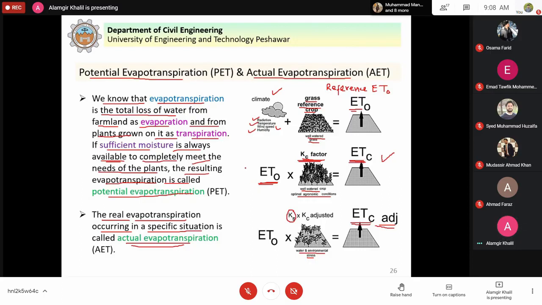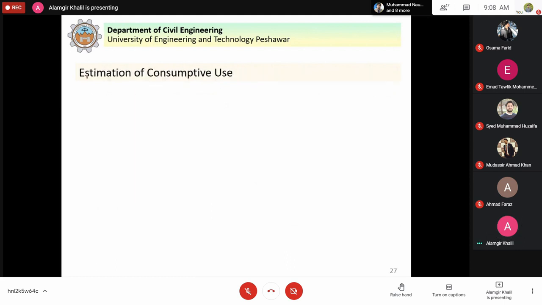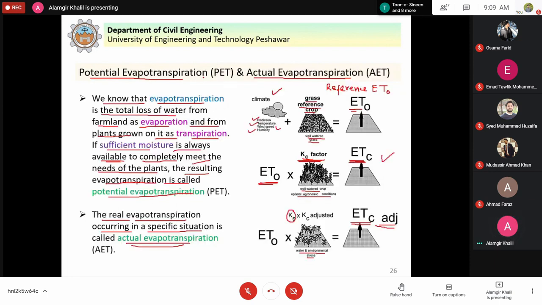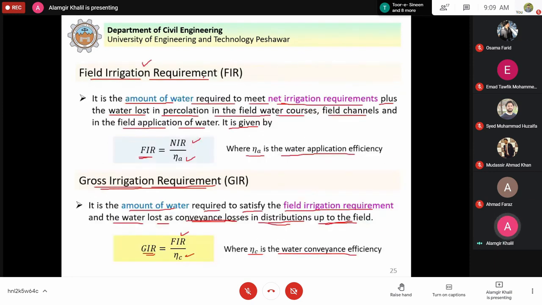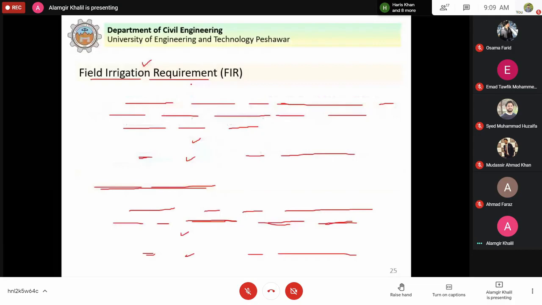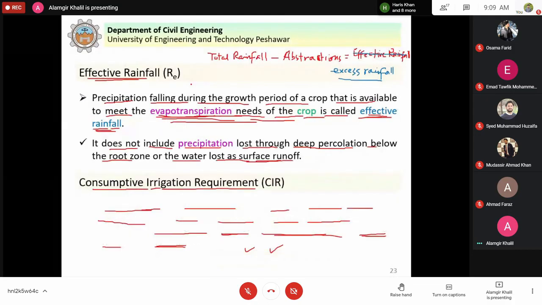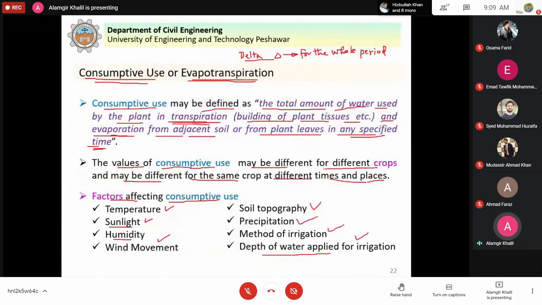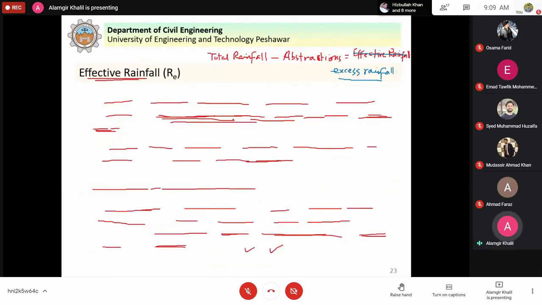So these are some basic terms. Next, we study the estimation of this consumptive use, consumptive use or evapotranspiration for these crops. Clear? That we studied here. Consumptive use or evapotranspiration. So how can we measure this?